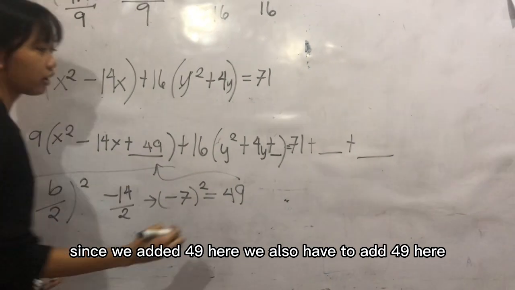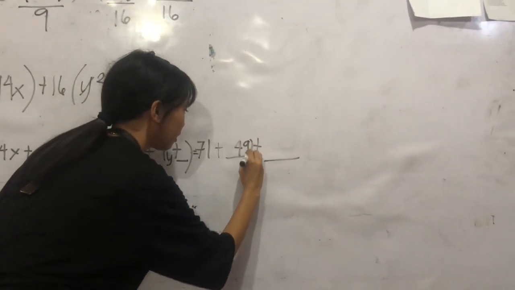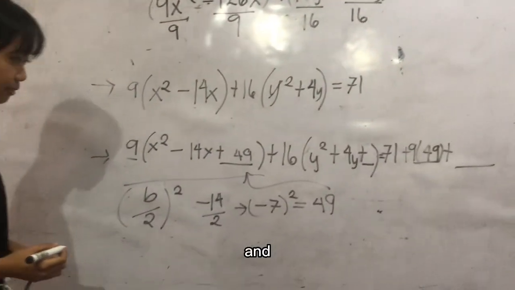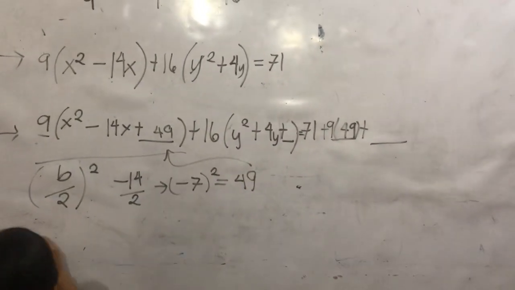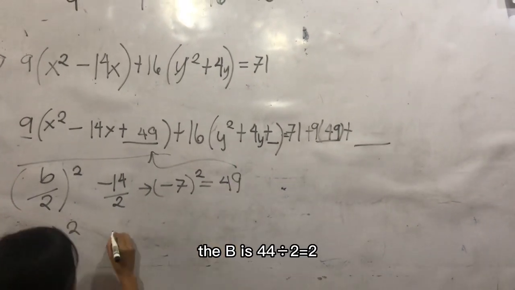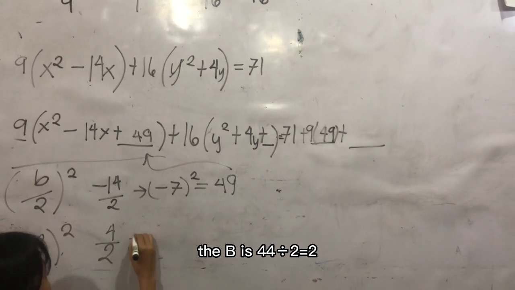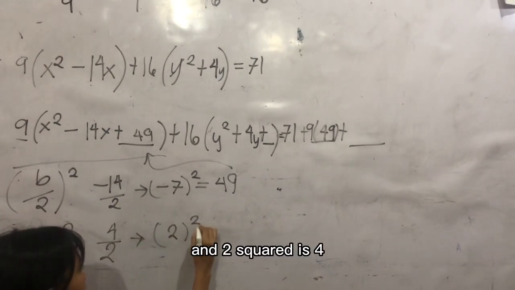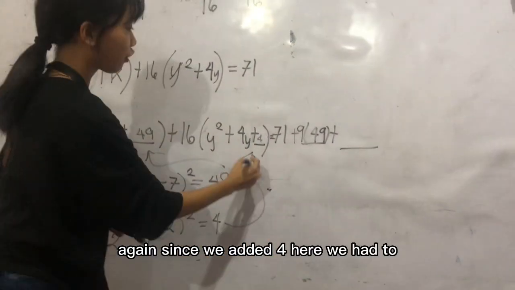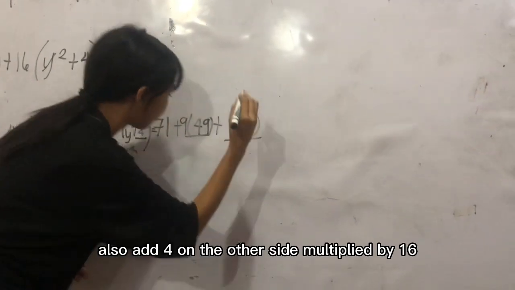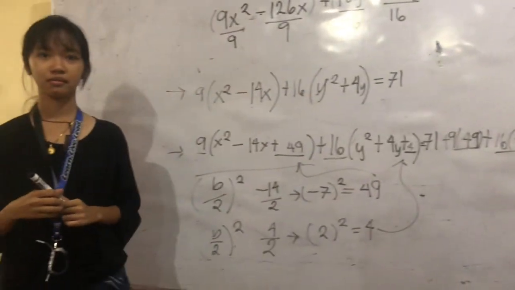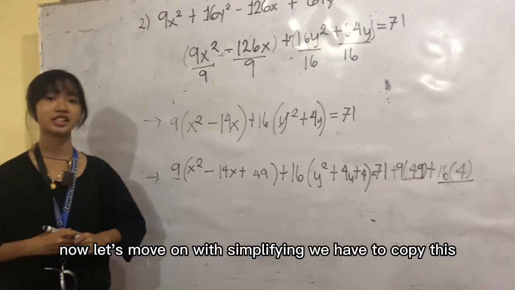Since we added 49 here, we also have to add 49 here, multiplied by 9. And for this term, the b is 4. 4 divided by 2 is 2. And 2 squared is 4. Again, since we added 4 here, we have to also add 4 on the other side, multiplied by 16. Now let's move on with simplifying.